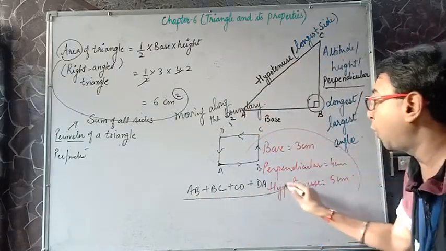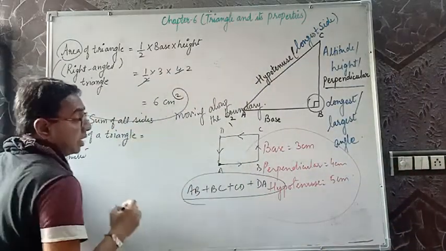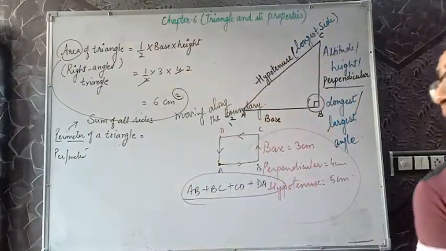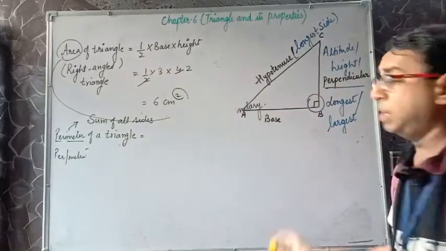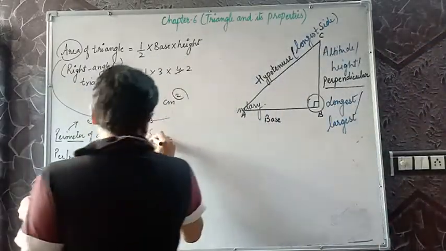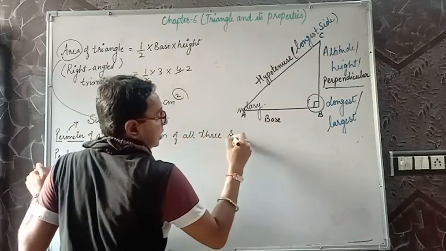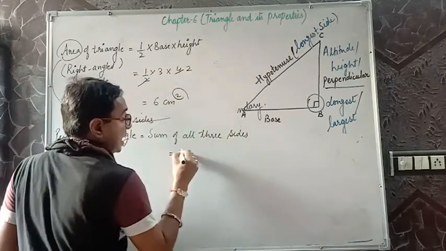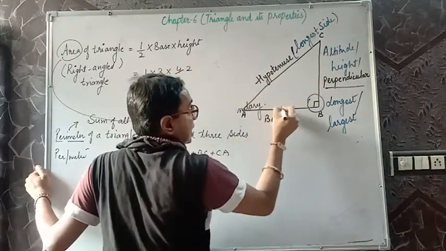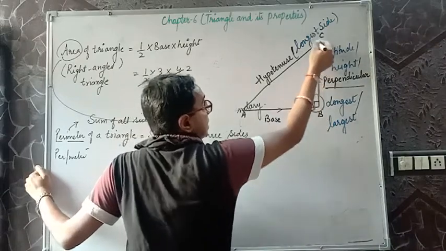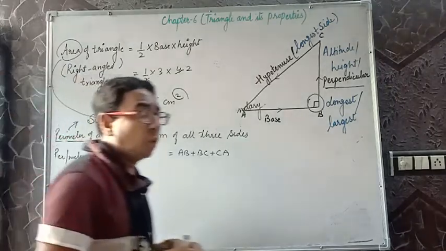That is why sum of all the sides. So in case of a triangle, how many sides are there? 3 sides are there. So what will be the perimeter? Perimeter will be sum of all 3 sides. Are we clear? So in this given figure, can I take AB plus BC plus CA? AB plus BC plus CA is the perimeter. Are we clear?